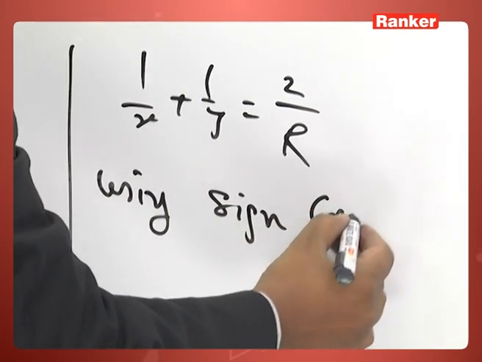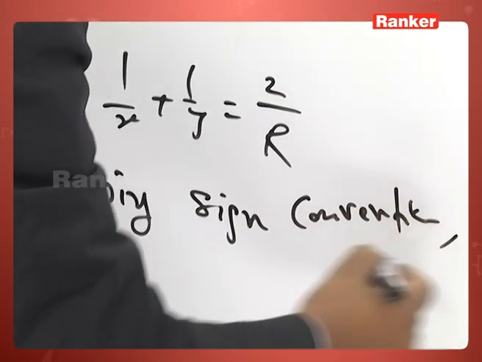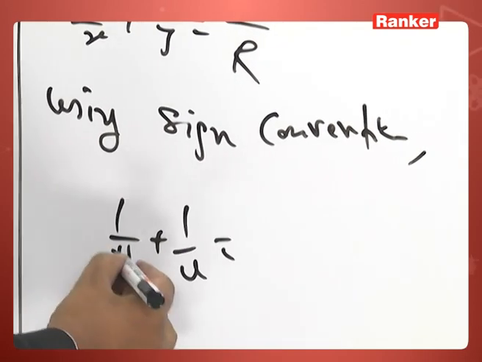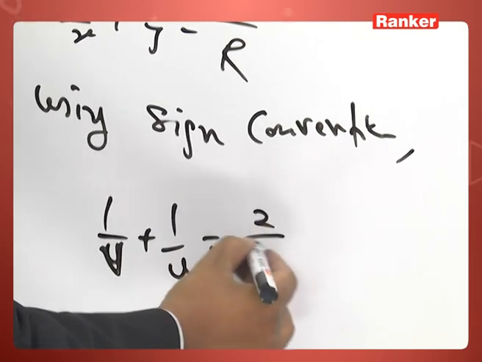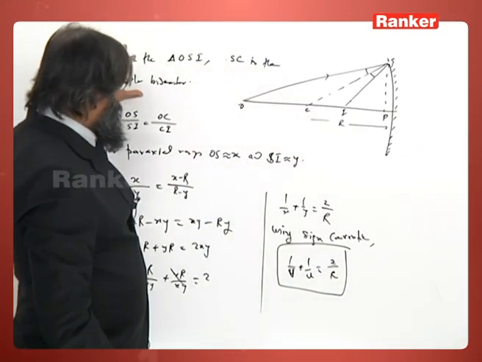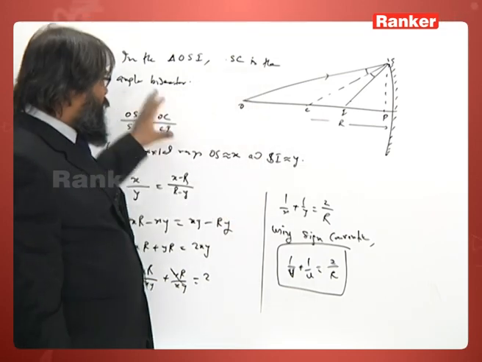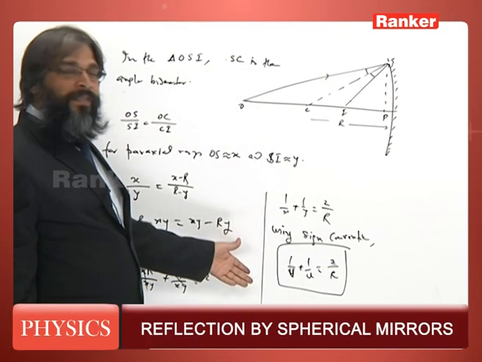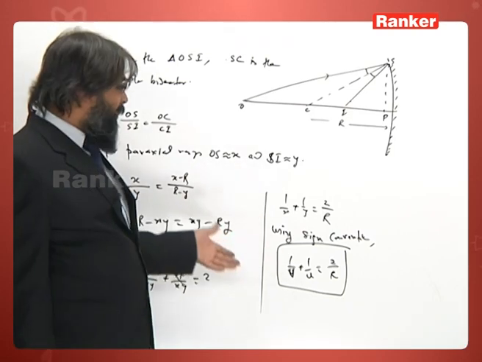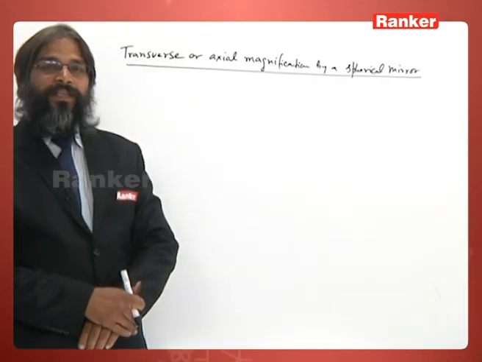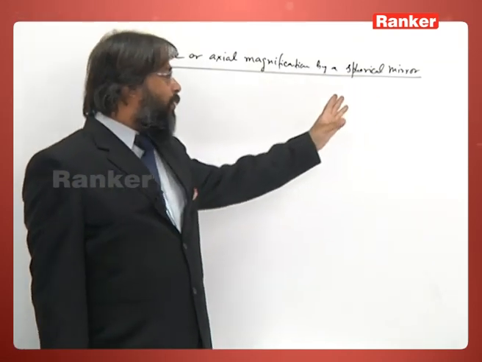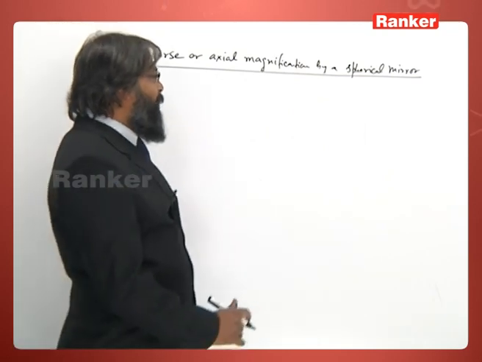Using sign convention, which we have already discussed, 1 by V plus 1 by U, this is V, is equal to 2 by R. So you see, by using plane geometry, we have easily proved and we have justified that we are doing really geometrical optics. Now let us see the transverse or axial magnification caused by a spherical mirror.